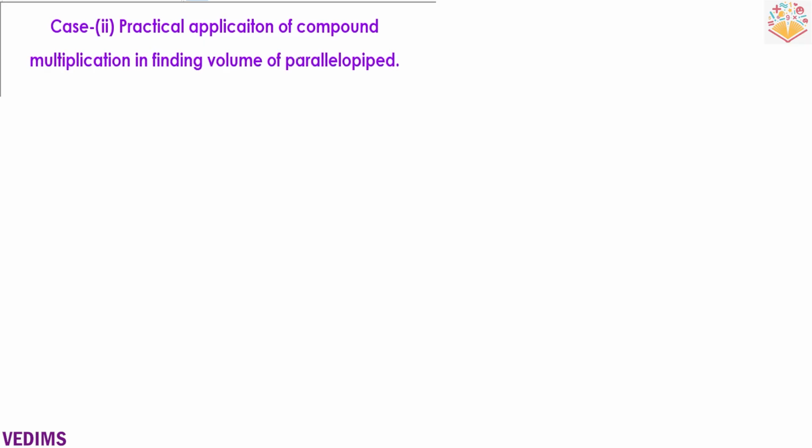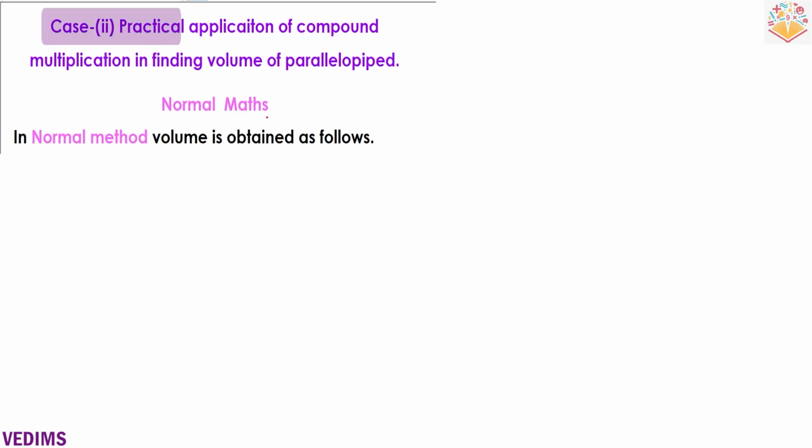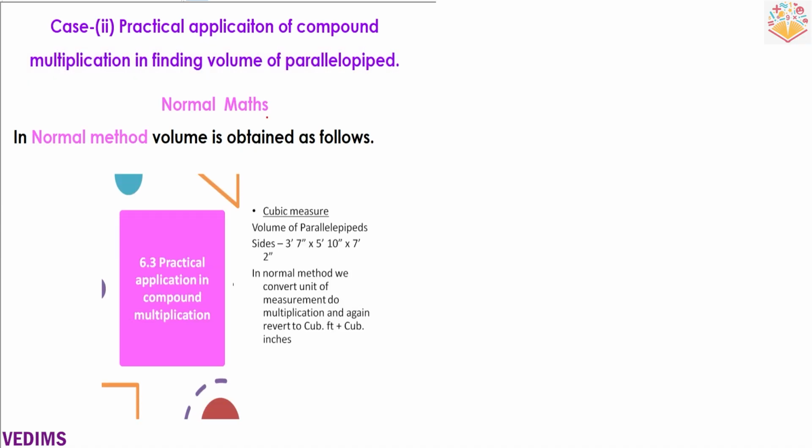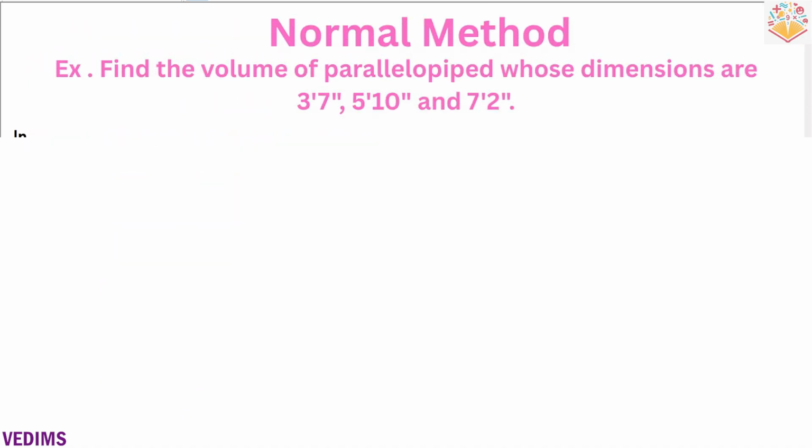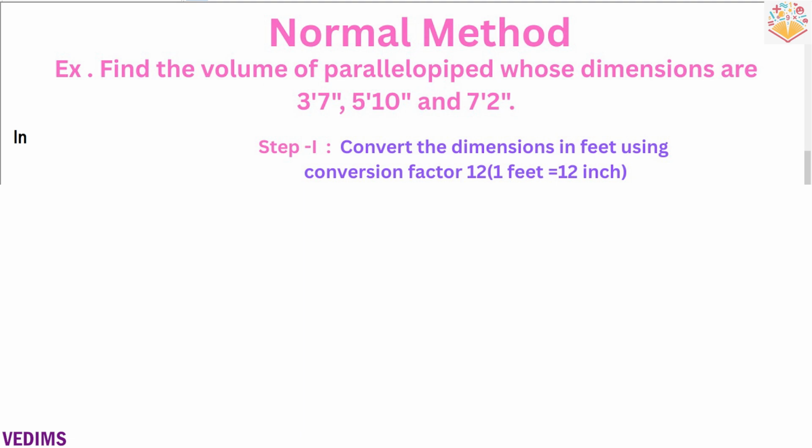Let us see the case of volume. Case 2. Practical application of compound multiplication in finding volume of a parallelepiped. In normal maths, how we can do, we'll see with an example. Find the volume of a parallelepiped. You can see the figure of the parallelepiped in the picture, whose dimensions are 3 feet 7 inch, we call it as A. 5 feet 10 inch, we call it as B. 7 feet 2 inch, we call it as C.